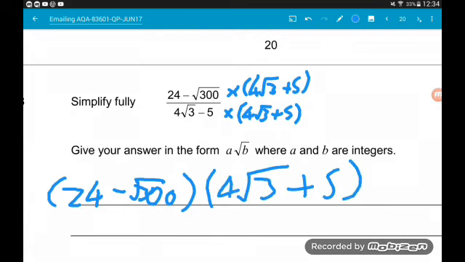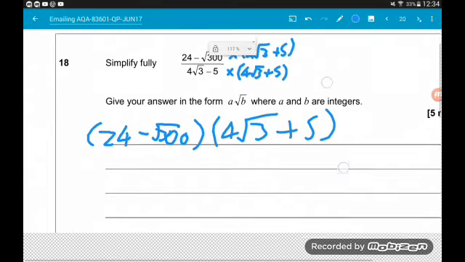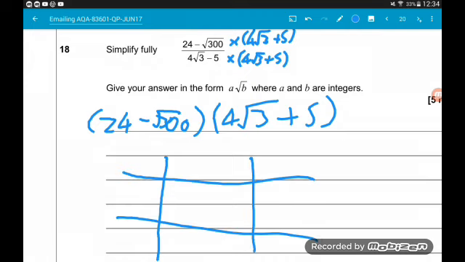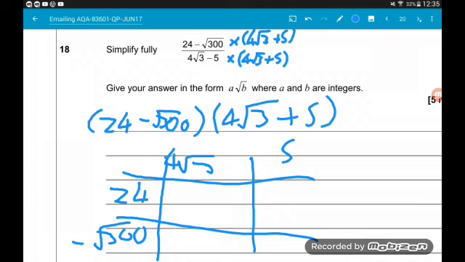Now then, the way that I would recommend doing this is absolutely by using a table. Like this. So, 24 and minus √300 down the side like that. And then 4√3 plus 5 across the top.